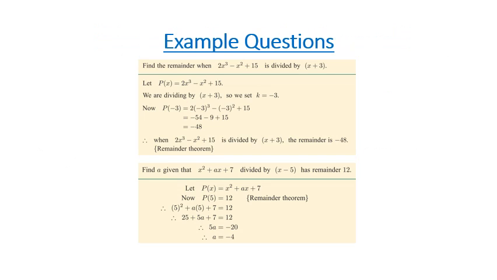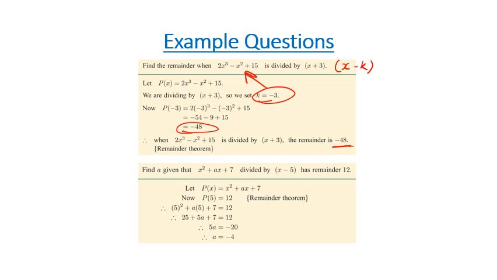So let's have a look at a couple of examples here. It says find the remainder when 2x cubed take x squared plus 15 is divided by x plus 3. So our x plus 3 is our x take k value. That means our k value is going to be minus 3, which we can see here. We basically substitute that into our original polynomial and we end up with minus 48. So therefore our remainder is going to be minus 48.